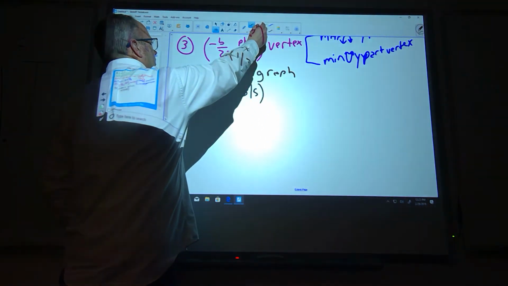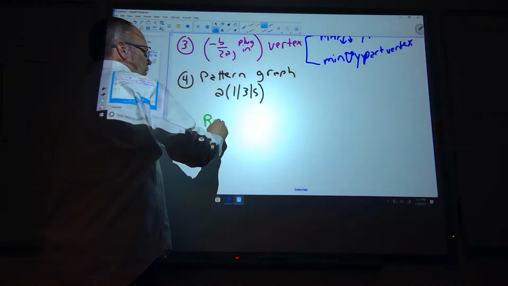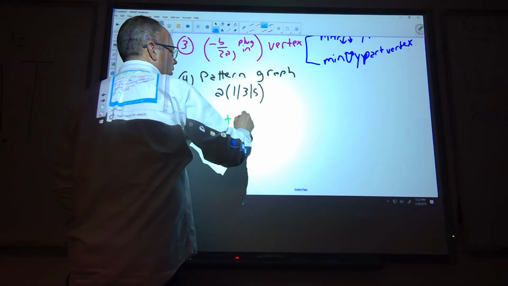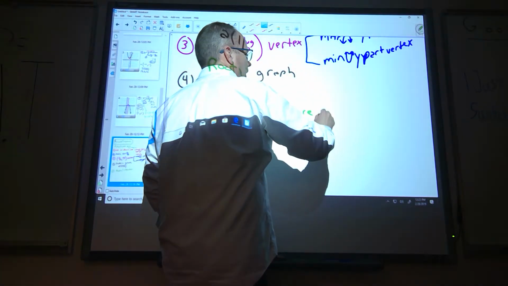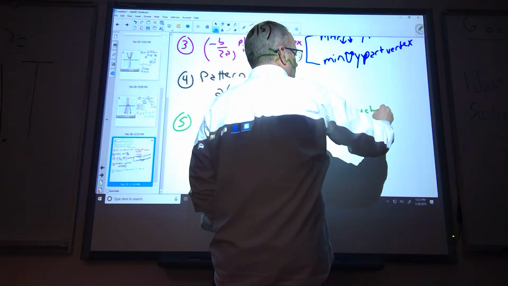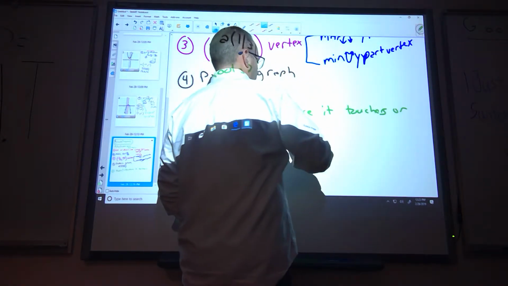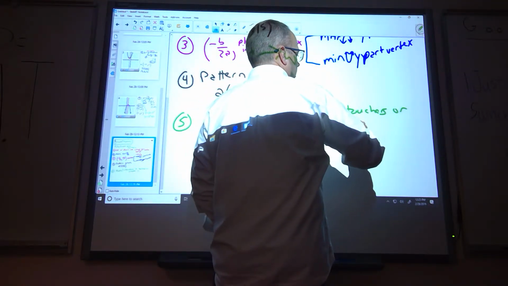And then some other things that take place is we can sometimes see roots. And that's where it touches or crosses the x-axis.